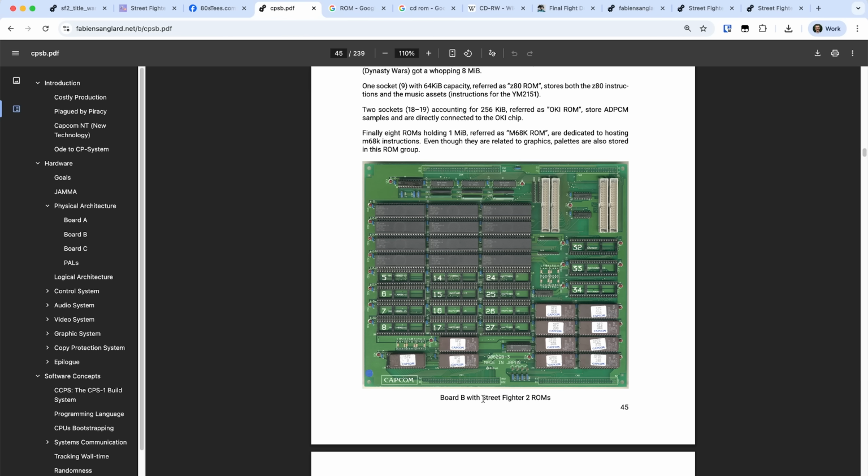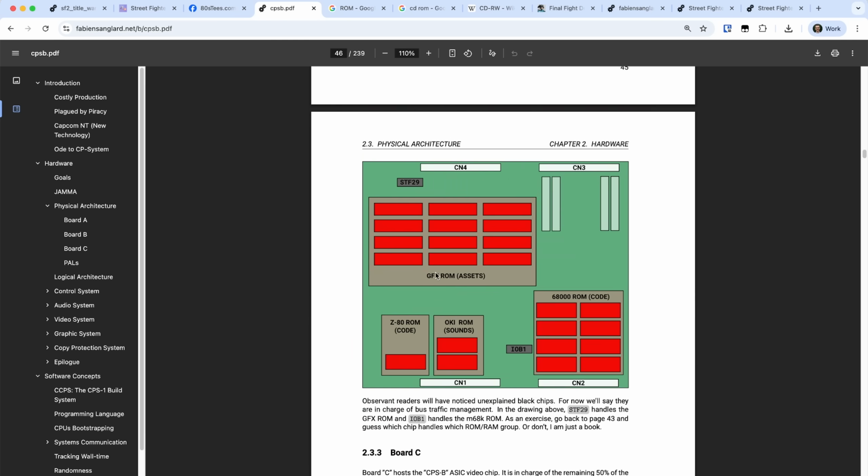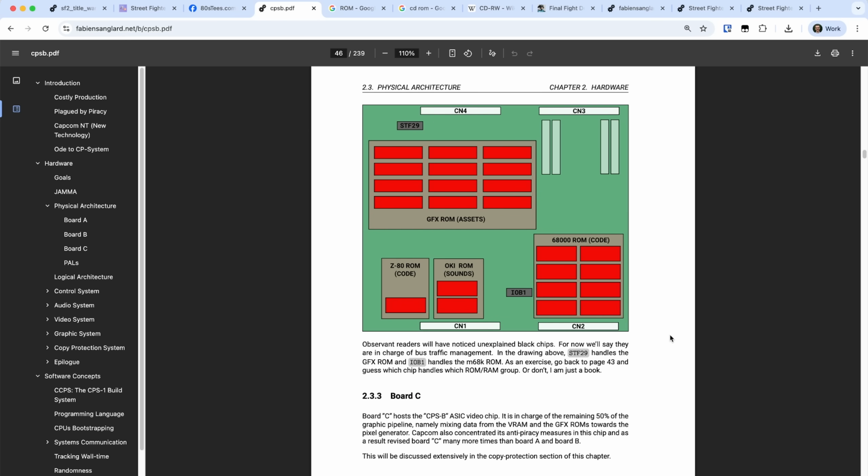So you can see this is board B filled with Street Fighter 2 ROMs. And there are 2 sections of ROMs. You've got the GFX ROMs, the graphics ROMs, and the 68000 ROMs, which are the code. And the way that production worked at Capcom at the time, these 2 ROMs were burnt at different times. They'd burn the graphics ROMs much earlier than the code ROMs, on the understanding that the graphics were unlikely to change, whereas the code could change up until the last minute.